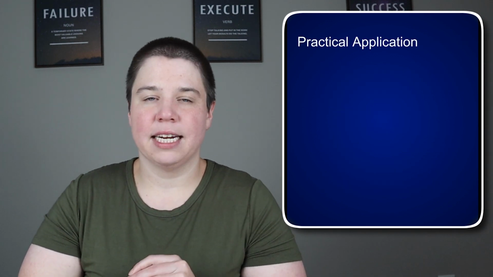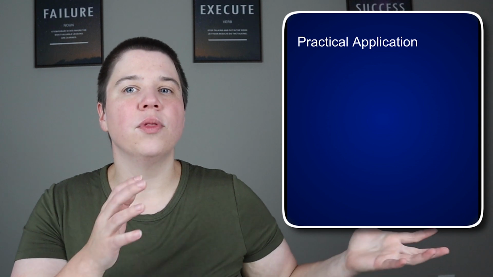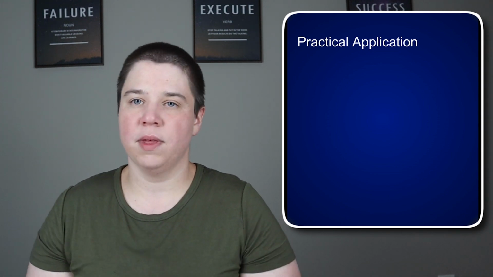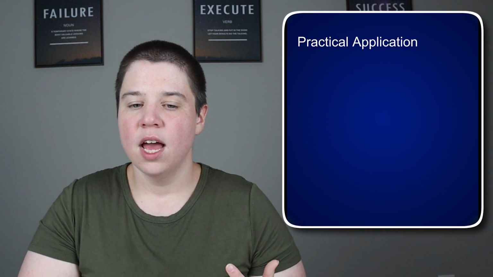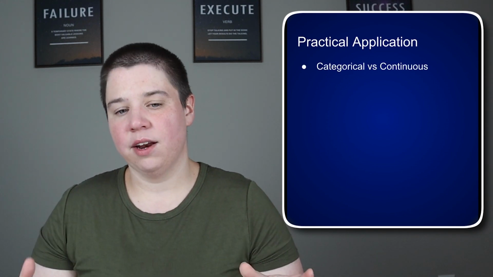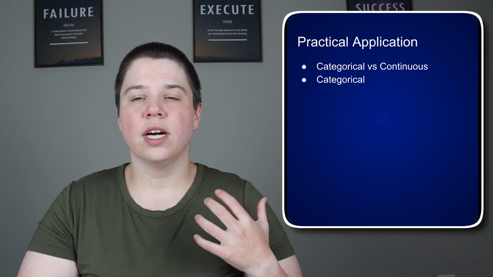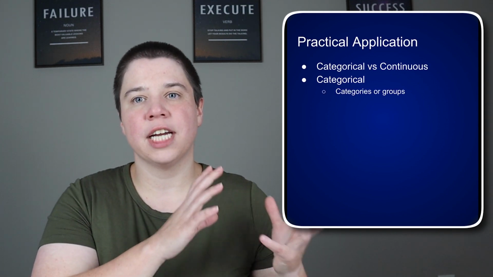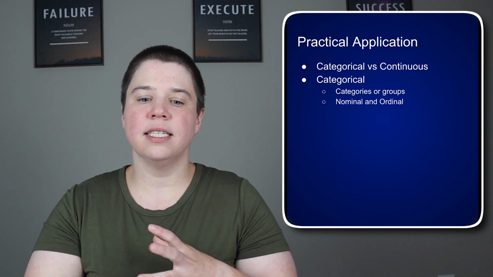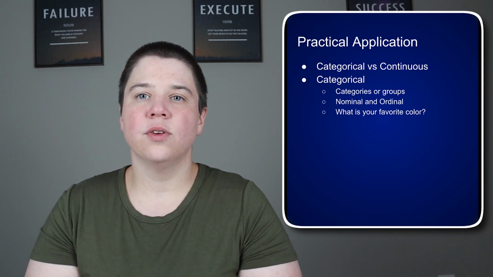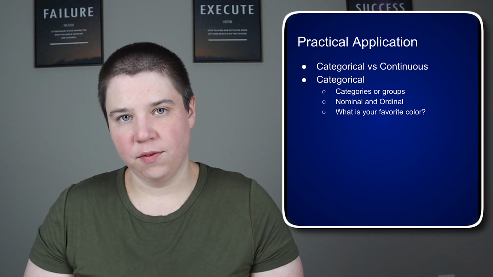Now let's talk about in practice, because it's nice to know these 4 levels of measurement, but in practice, do we really sit there debating whether something is interval or ratio? No. So in practice, we have 2 main categories. We have categorical and continuous data. And so our categorical data are our categories or our groups. And this is typically our nominal and our ordinal data. And so this would be like asking someone, what's your favorite color?